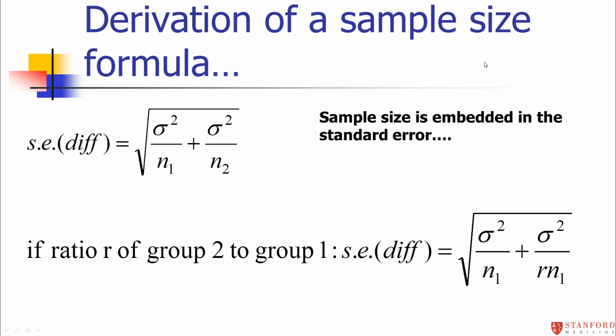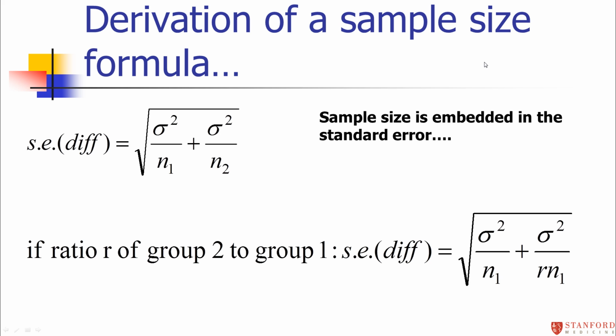So I'm going to call n1 the size of the smallest group. And then I'm going to add in a new term here, r, which is the ratio of the larger group to the smaller group. If I want one of the groups to be larger, I can represent that group as r, the ratio of the larger to the smaller, times the smaller group. That allows the sample sizes to be different in the different groups.